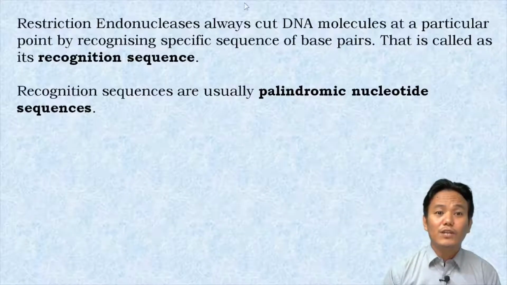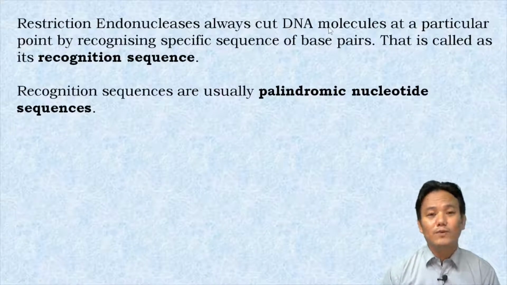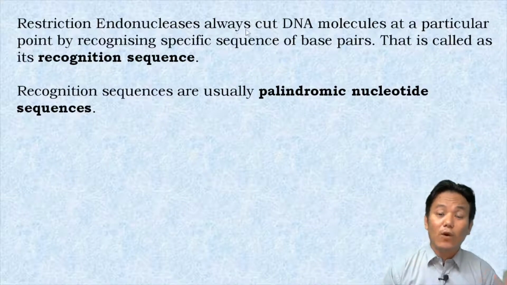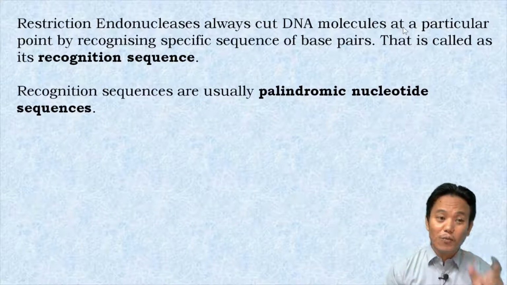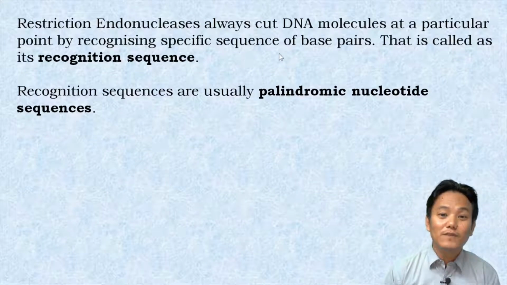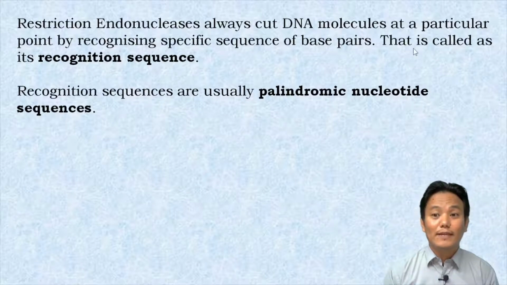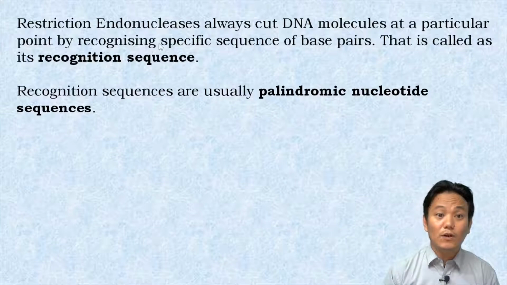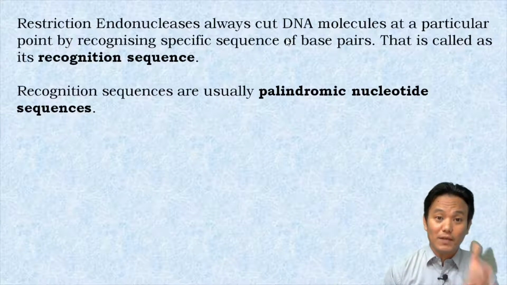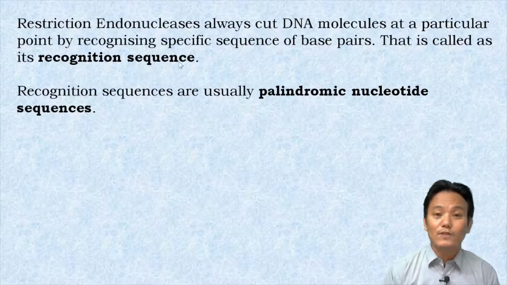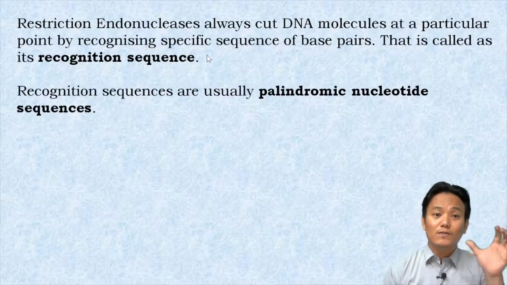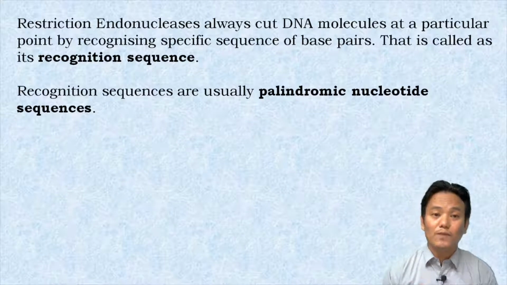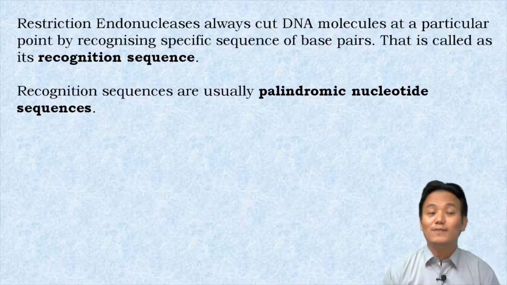How do restriction endonucleases cut the DNA molecules? Restriction endonucleases, being enzymes, are very specific and they always cut DNA molecules at a particular point by recognizing a specific sequence of base pairs. That is called its recognition sequence. The sequence which it recognizes on the DNA molecule, where it makes its cut, is called the recognition sequence. So it simply means that restriction endonucleases don't cut DNA molecules at random locations. They cut DNA at their recognition sequence.